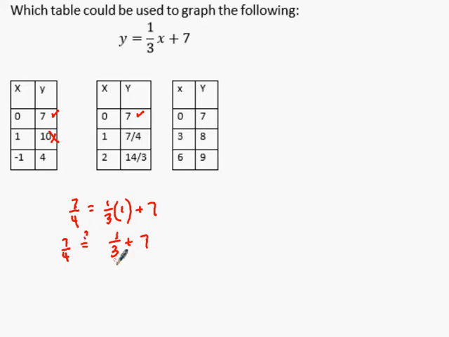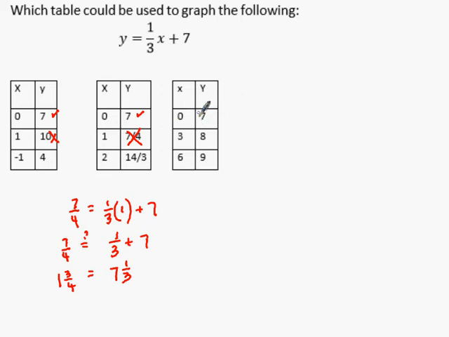Well, 1/3 plus 7 is 7 and 1/3. 7 over 4, written as a mixed number, would be 1 and 3/4. 1 and 3/4 is not equal to 7 and 1/3. So, since this one failed, so does this table. And by process of elimination, our last table has to be the correct one. But let's just check. Let's make sure.